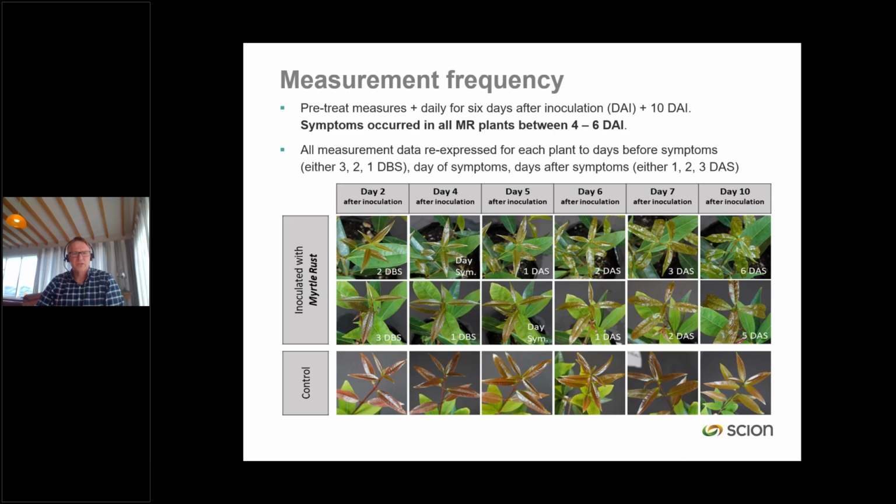If you look at the top row, this plant developed symptoms on day 4. And if you look at day 2, to the immediately left of that, 2 days after inoculation equates to 2 days before symptoms. A control plant is shown for reference in the bottom row. I hope this makes sense, and it may become clearer as we go on.